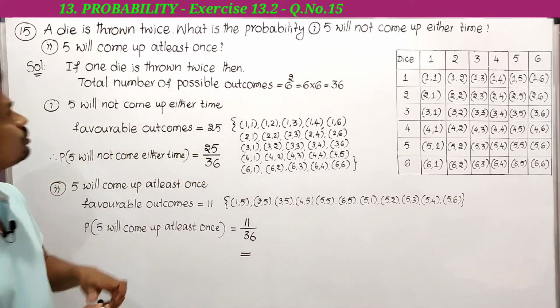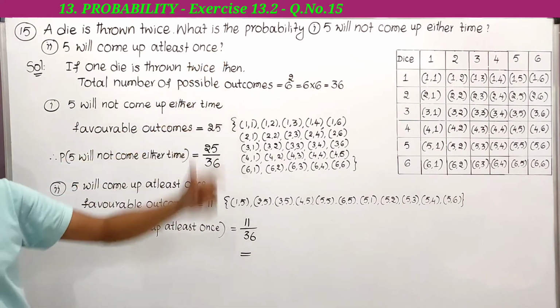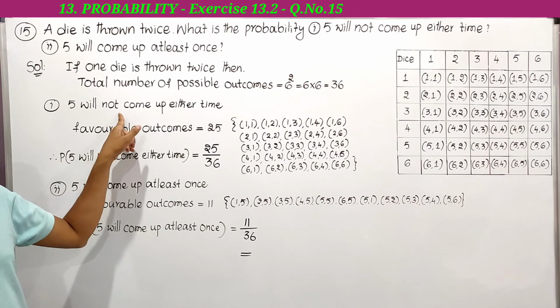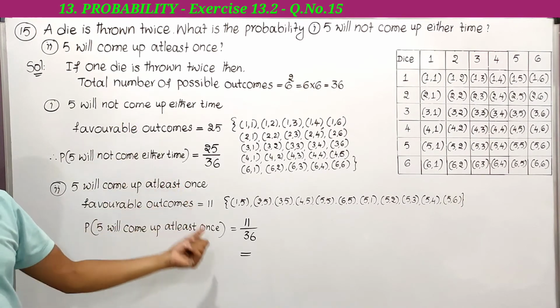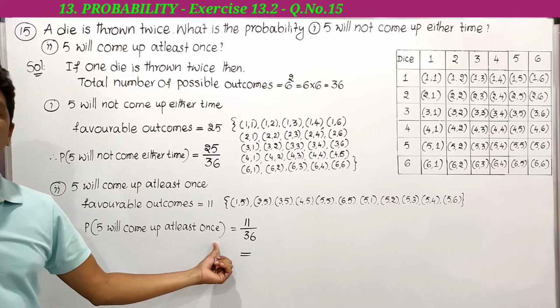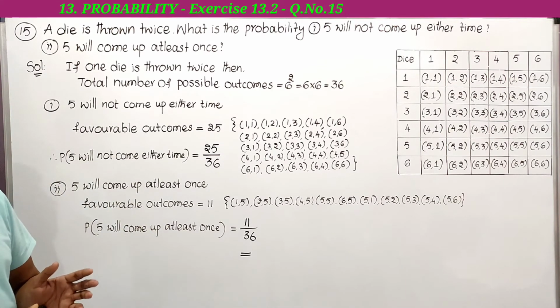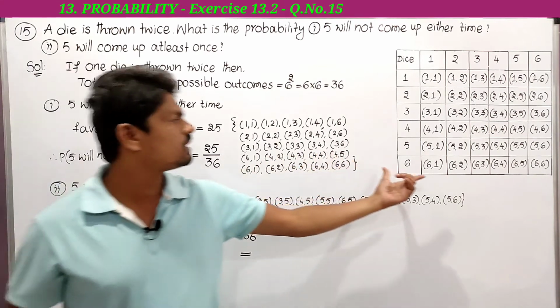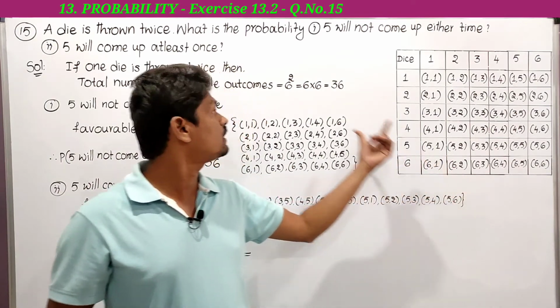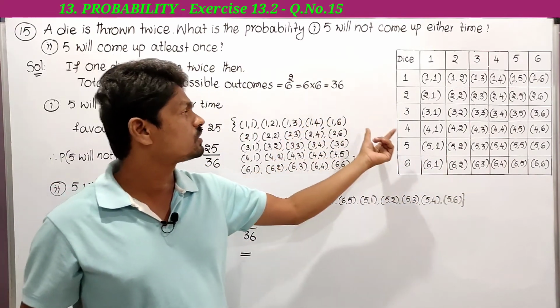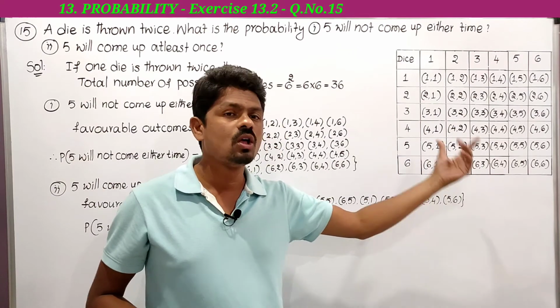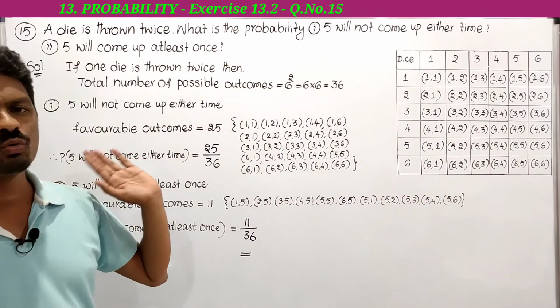So here these two events are complementary events. If it is P of E, then the other becomes P of not E. So we can find it in the other way also. So this is the 15th problem. Very easy. If you remember the table, if you remember the total number of possible outcomes, the 36 possible outcomes, you can answer any question on this.